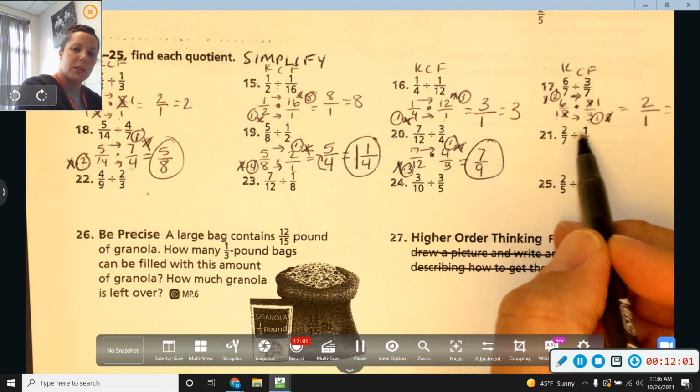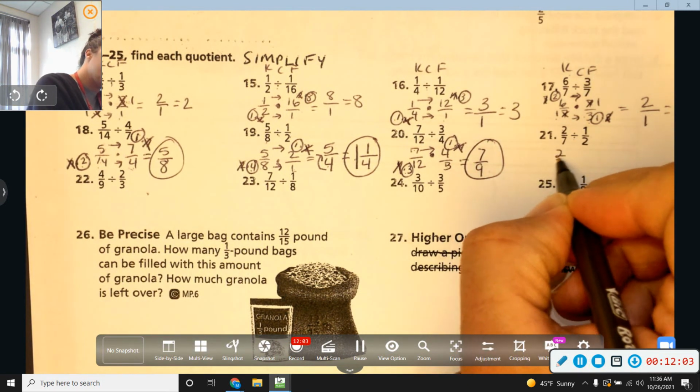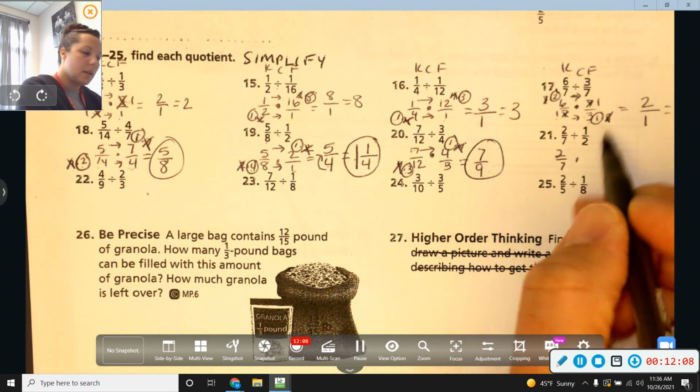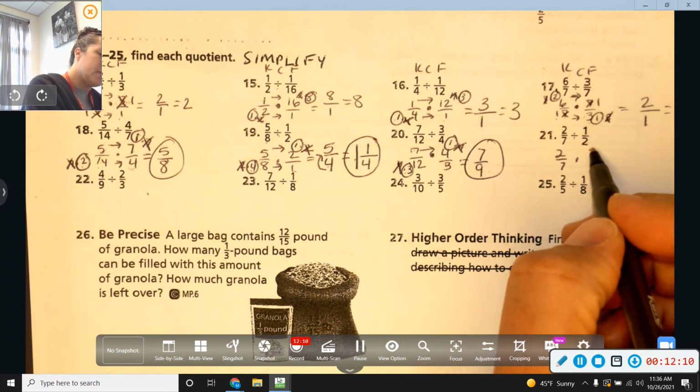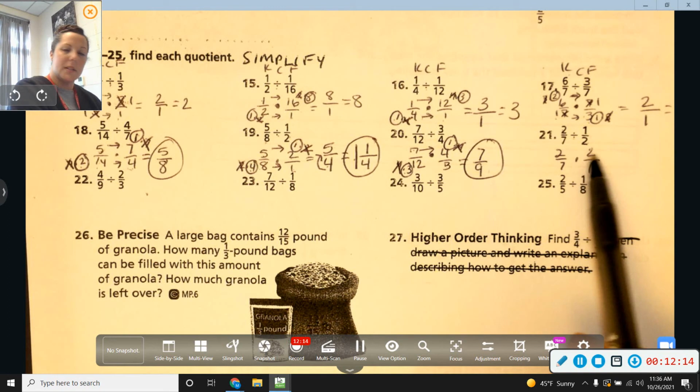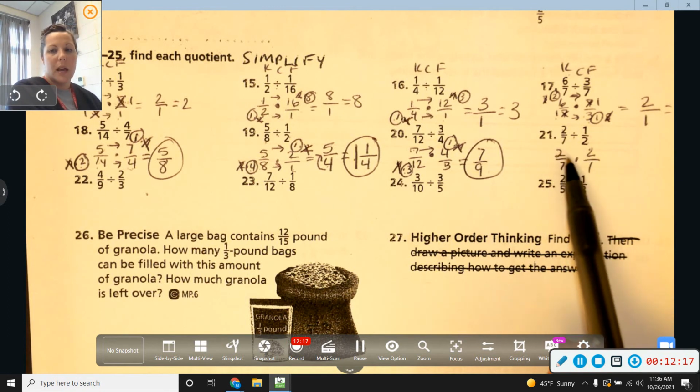Keep, change, flip. Keep my 2 over 7. Change divide to times. Flip 1/2 to be 2 over 1. Now you say, yay, there's 2 2's. Nope, I can't reduce those. I can only reduce diagonally.